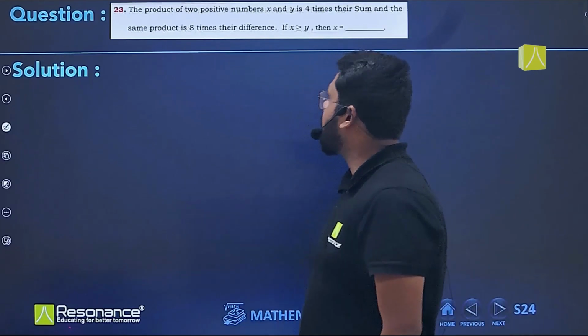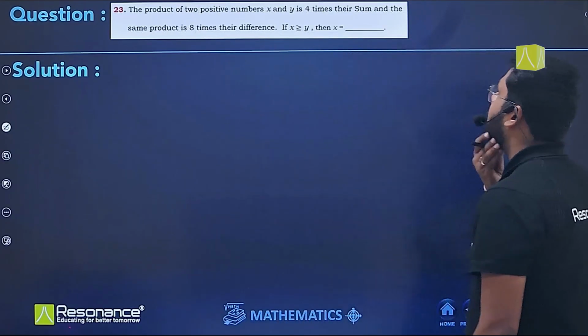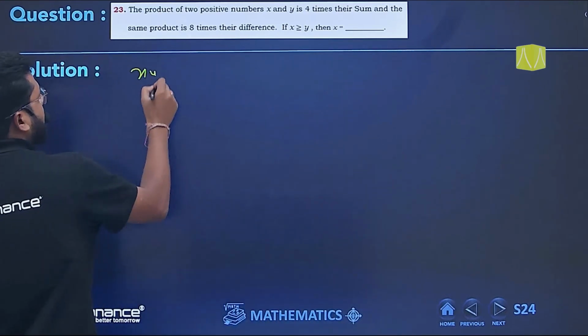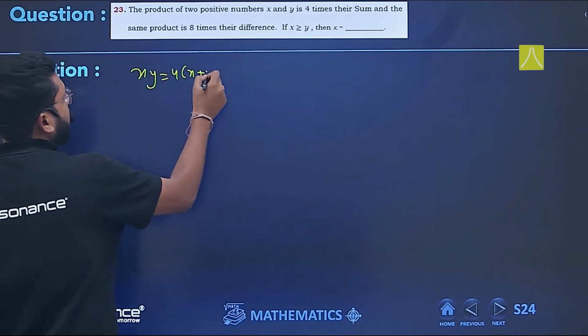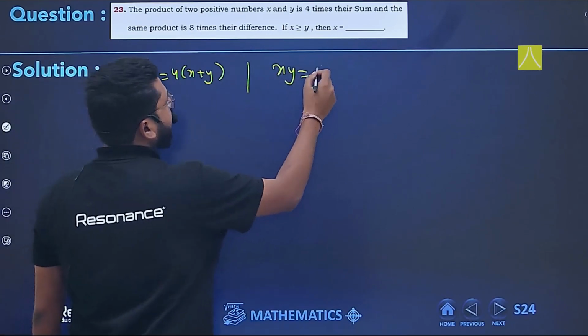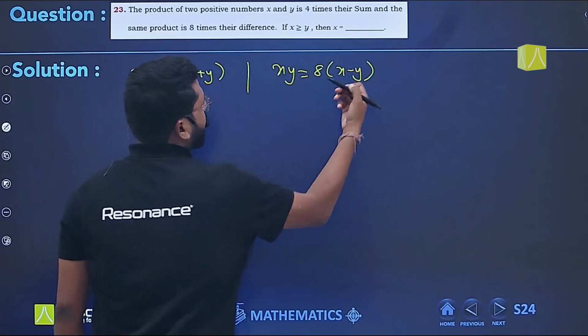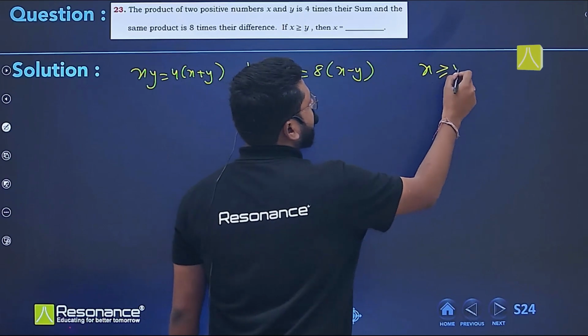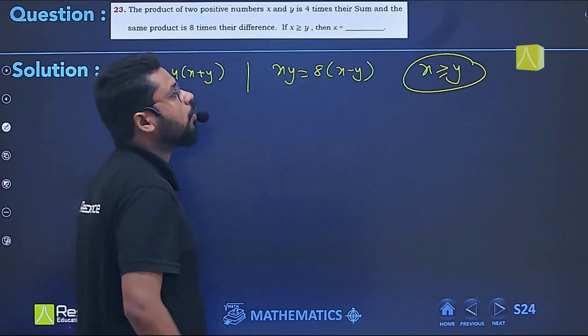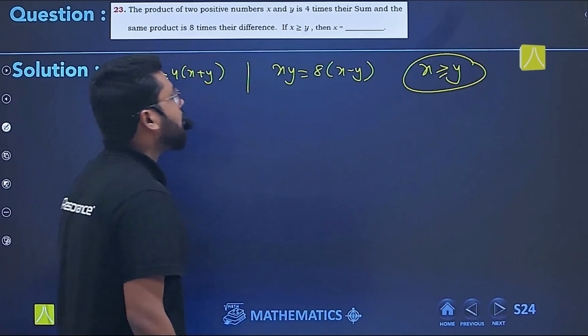Now question number 23. The product of two positive numbers x and y is 4 times their sum, that is 4 times x plus y. Okay. And the same product xy is 8 times their difference. And it is given that x is greater than or equal to y. That is why we have taken x minus y, not y minus x. Okay. We have to find x.